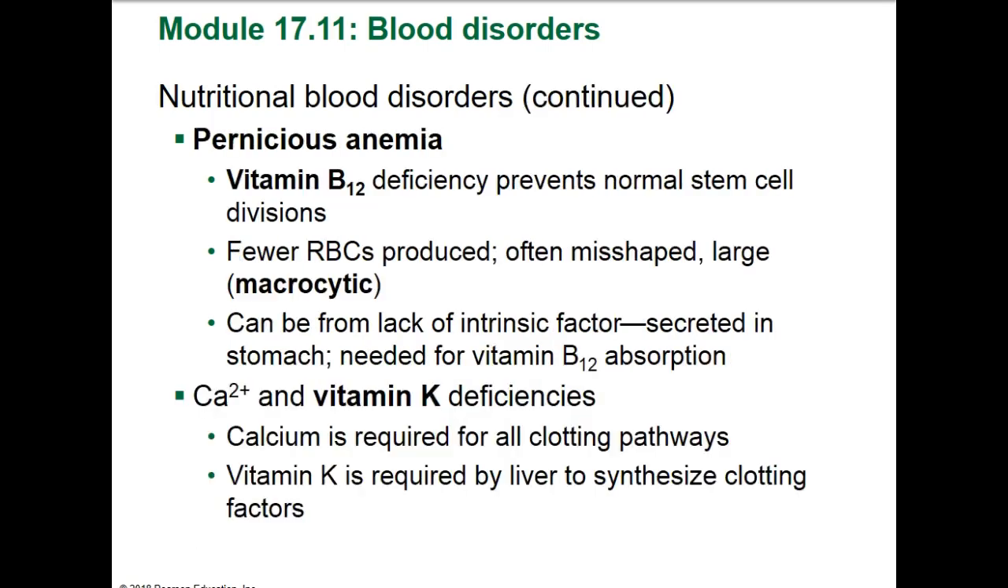Then there's pernicious anemia. In this case, vitamin B12 deficiency prevents your normal stem cells from dividing. Fewer red blood cells are produced, and they are also misshaped and large, and then they're called macrocytic. This can be from the lack of intrinsic factor that's secreted in the stomach, and that's needed for vitamin B12 absorption. So maybe you're getting enough B12 in your nutrition, it's just that you're not absorbing it well.